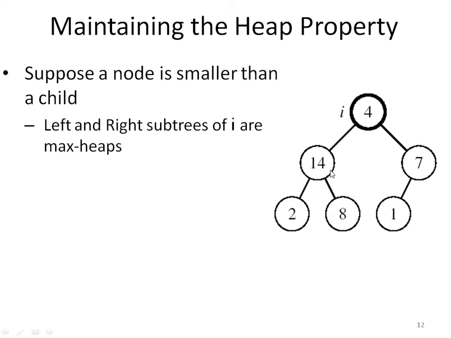In this particular case, if I look at the left subtree, then 14 is the root and it has two children, 2 and 8. It is satisfying the property of a max heap because 14 is greater than 2 and 8. Similarly, the right subtree, which is rooted at 7, has a child 1 and is a max heap in itself. So the first assumption is this.